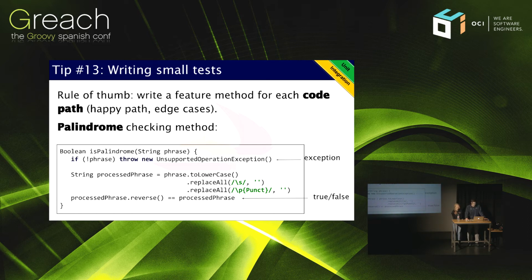In this simple example, we have a palindrome checking algorithm which throws an exception for empty phrases. A palindrome, you know, is a phrase that is the same straight and reversed. And we can distinguish in this method three possible result paths: true, when the phrase is in fact a palindrome; false, when it isn't; and an exception is thrown when the phrase is empty, that is, null or the empty string.